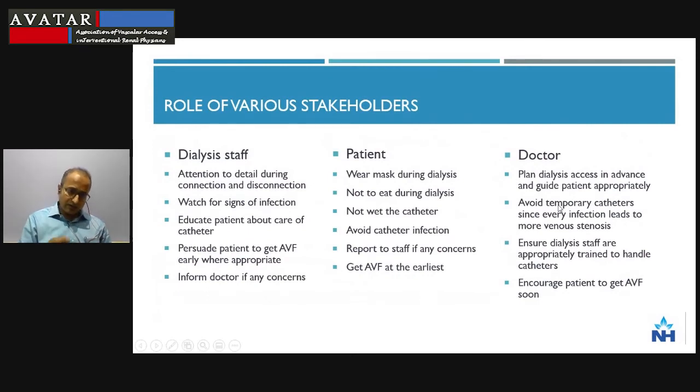The role of the various stakeholders involved in catheter care is very important. It's not the prerogative of the dialysis staff alone. However, dialysis staff take the majority of responsibility. They need to give attention to detail, watch for signs of infection, educate the patient about catheter care, persuade the patient to get a better access like a fistula as soon as possible, and keep the patient informed of any problems. Patients should always wear a mask during the whole time they are on dialysis, and not eat during dialysis, which increases the risk of infection.